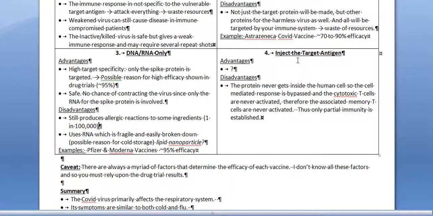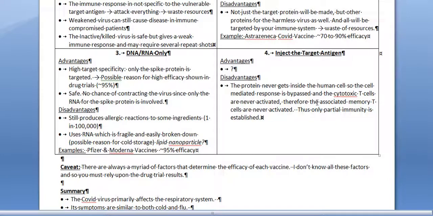And then inject the target antigen. I don't know what advantages there are. I mean, maybe it'll work. But the disadvantage is the protein never gets inside the human cell. So the cell-mediated response is bypassed, and the cytotoxic T cells are never activated.